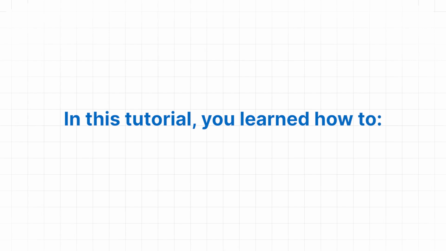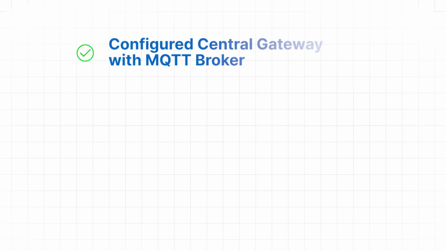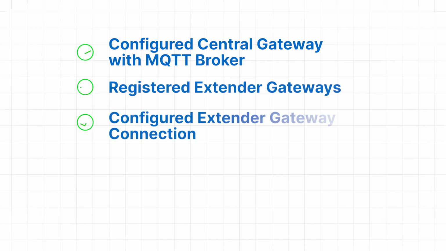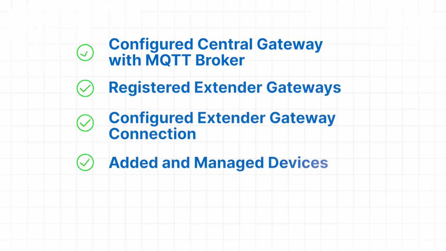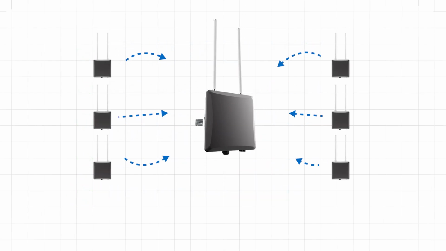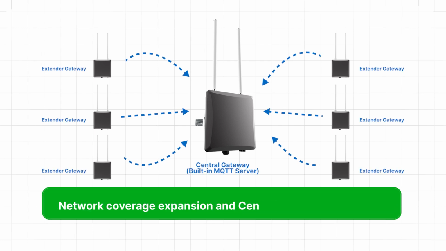Let's recap what we've covered today. Configured central gateway with MQTT broker. Registered extender gateways. Configured extender gateway connection. Added and managed devices. And monitored logs via MQTT. Your multi-gateway LoRaWAN network is now successfully running.